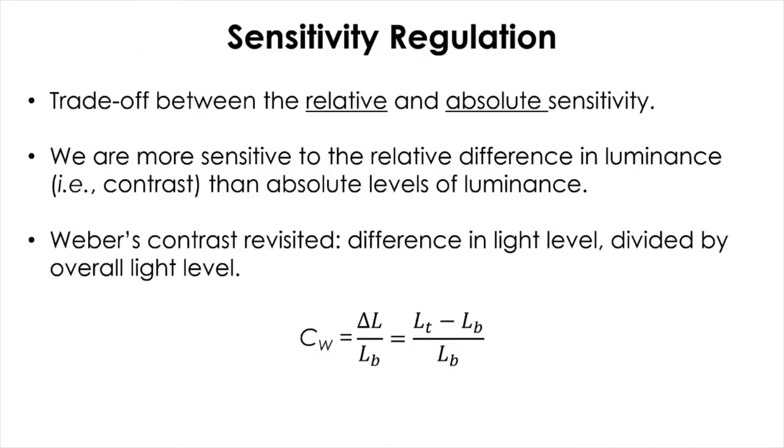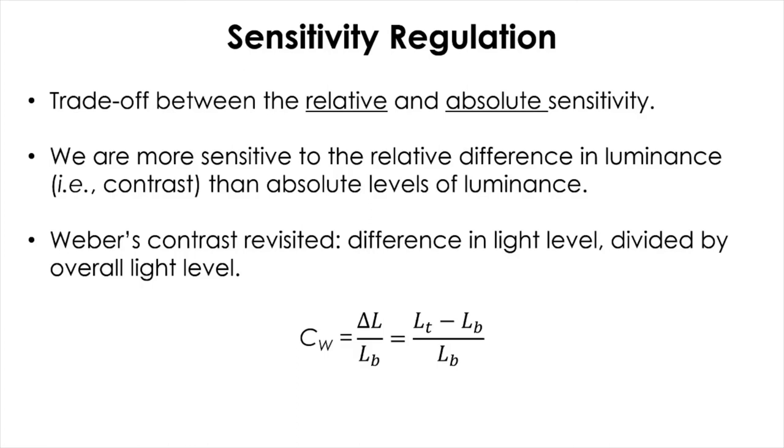This trade-off between the relative and absolute sensitivity is known as sensitivity regulation. And this illustrates an important principle of visual perception: our visual system is more sensitive to the relative difference in luminance, such as contrast, than to the absolute levels of luminance. All we really need is this relative difference, not the absolute difference between the object and background in luminance, to be able to recognize that object.